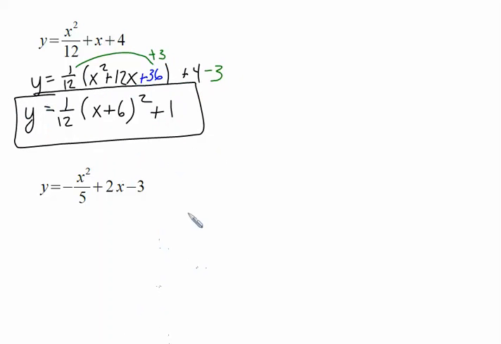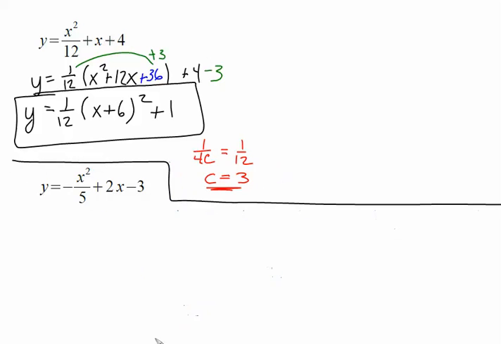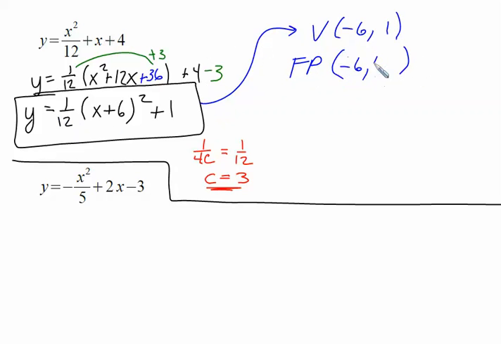Now we're going to have to solve for c. So 1 over 4c is equal to 1/12. Perhaps you can see that the value of c will be 3 in this problem. So now identify our vertex. Our vertex was at negative 6, 1. This parabola is opening upward, so its focal point will be above the vertex at negative 6, 4. We're going up c. And then its directrix would be down 3, so it would be at y equals negative 2.